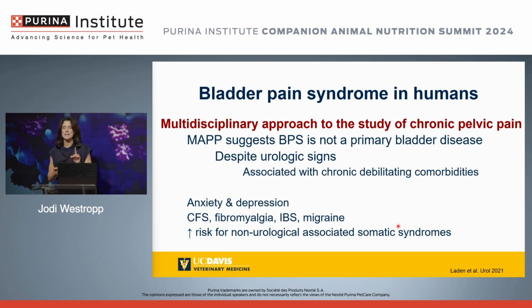So what's really nice is, I know we've talked about how in some ways we're behind human medicine in kidney pathology and some stuff. Here's where I think we've done pretty well. We're good veterinarians. In humans, they now have a group called the Multidisciplinary Approach to the Study of Chronic Pelvic Pain, MAP. And they suggest, too, that BPS is not just a bladder disease. Despite the number of urological signs, they find that there is an increased risk for non-urological associated somatic syndromes. Things like anxiety, depression, IBS, migraine, even chronic fatigue syndrome.